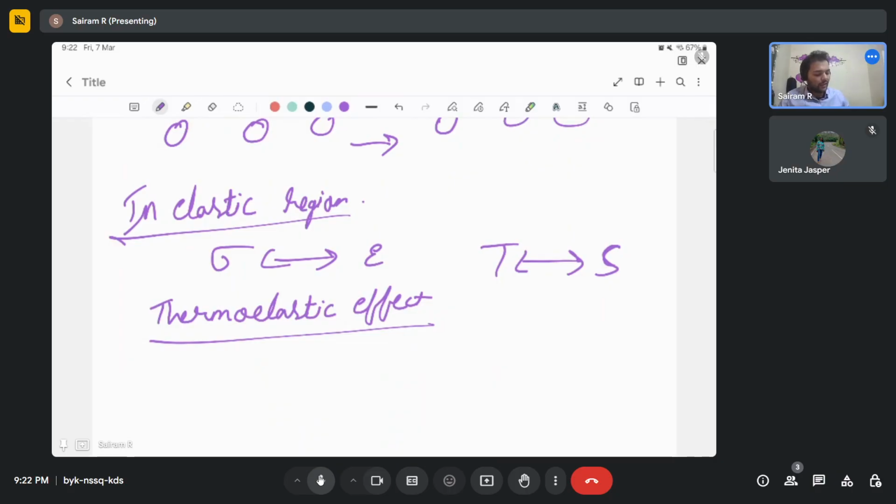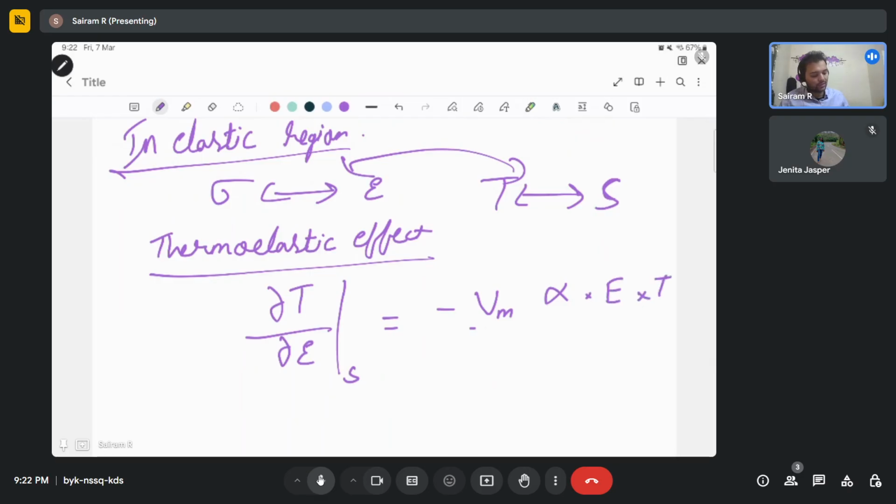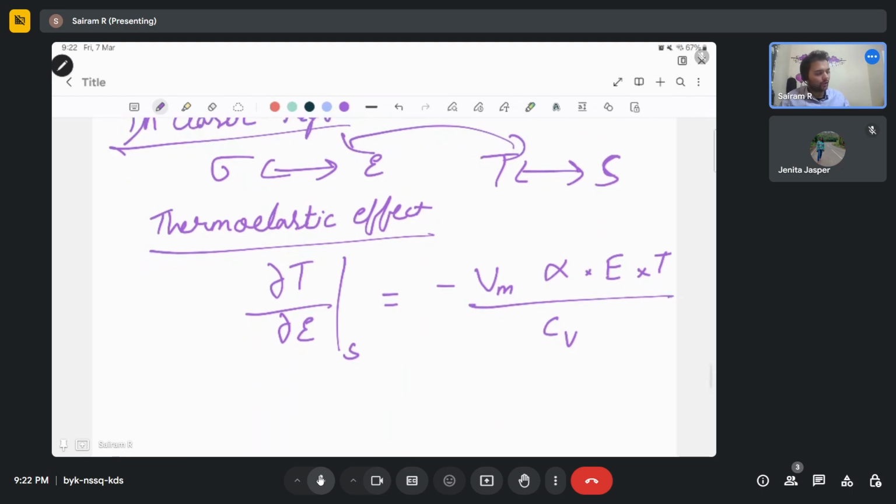There is a relation here, del tau by del epsilon, where if we want to correlate these two points at a constant entropy, there is a formula given where Vm is the molar volume, alpha is the coefficient of thermal expansion, E is the Young's modulus, and temperature by Cv, where Cv is the specific heat at constant volume. And this is basically an isentropic process.